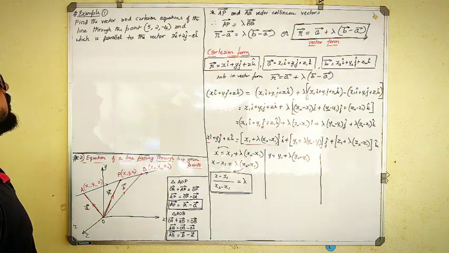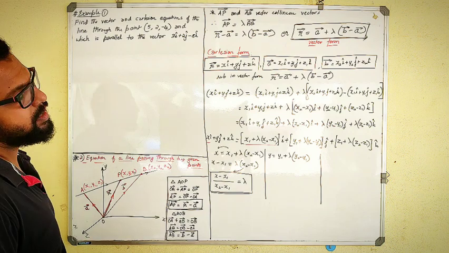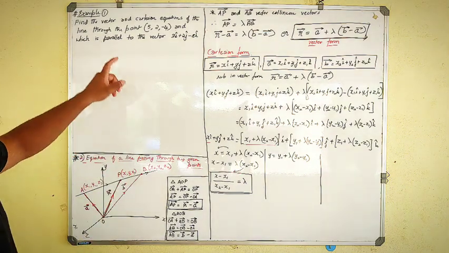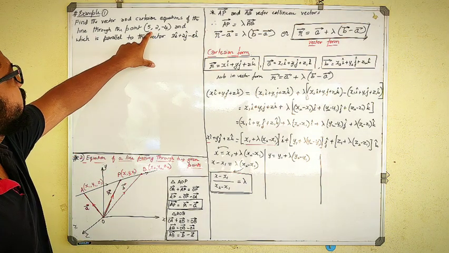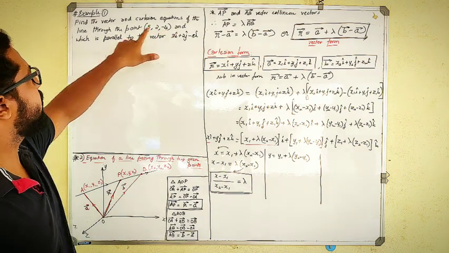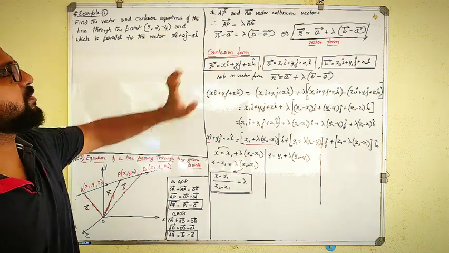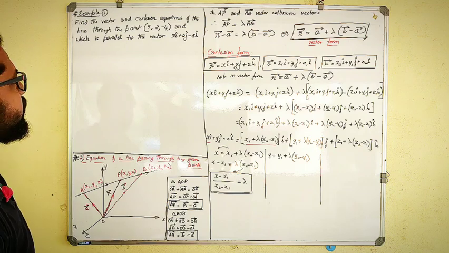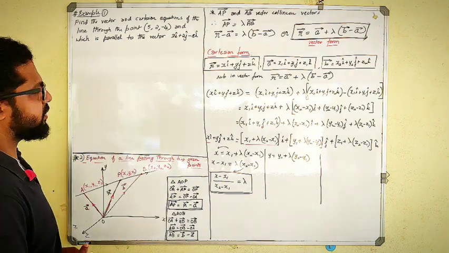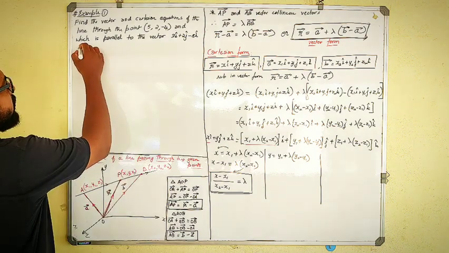Okay. So in this example, they are telling us to find the vector and the Cartesian equations of the line passing through the point (5, 2, -4), and which is parallel to the vector given here. First I want you all to imagine this in the form of a derivation. In yesterday's previous video we came across the derivation.